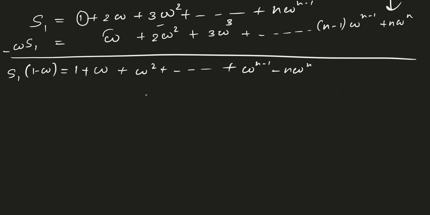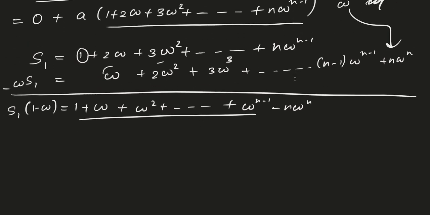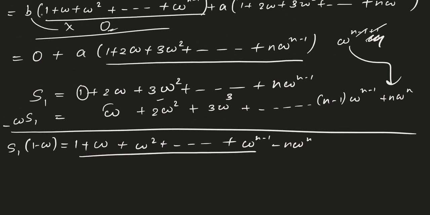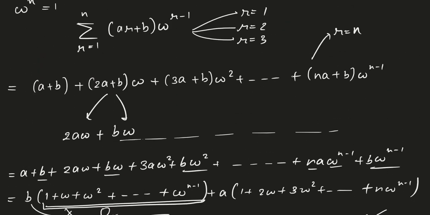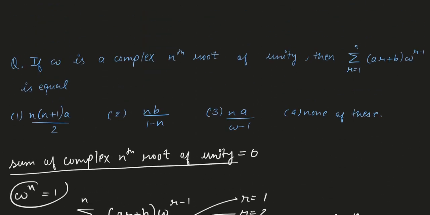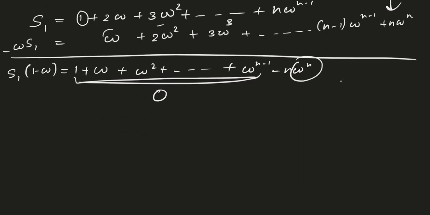Now, I have already mentioned what this is. This is just the sum of nth roots of unity. Isn't this expression and this expression similar? Then it will just become 0. And as I mentioned earlier, omega n here is equal to 1. So after applying the properties, we'll get minus n times 1, which just means minus n.